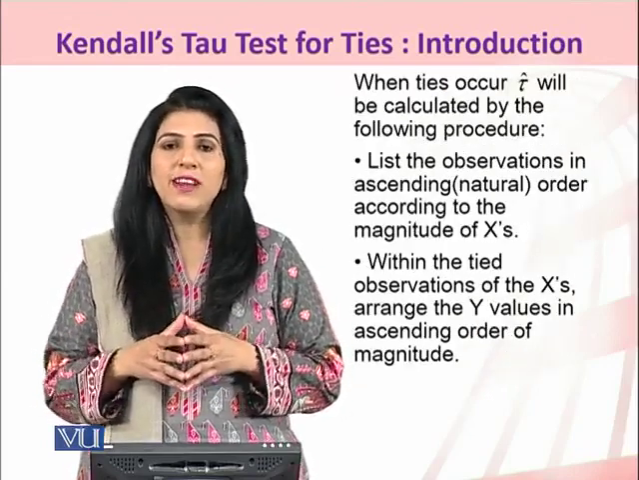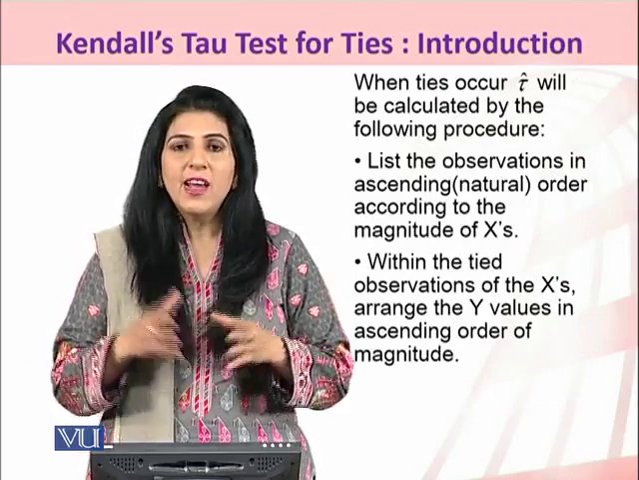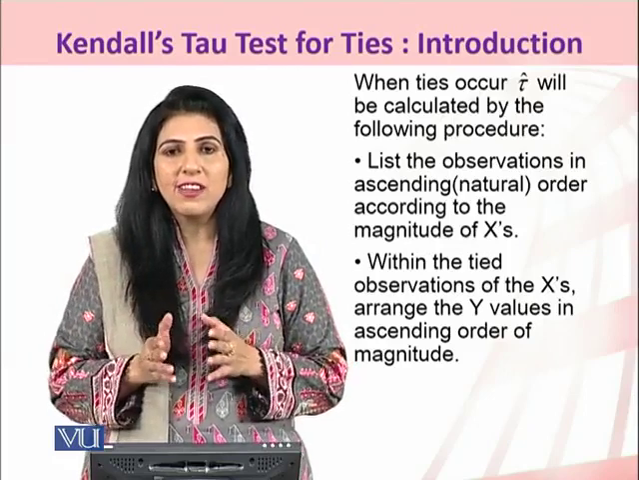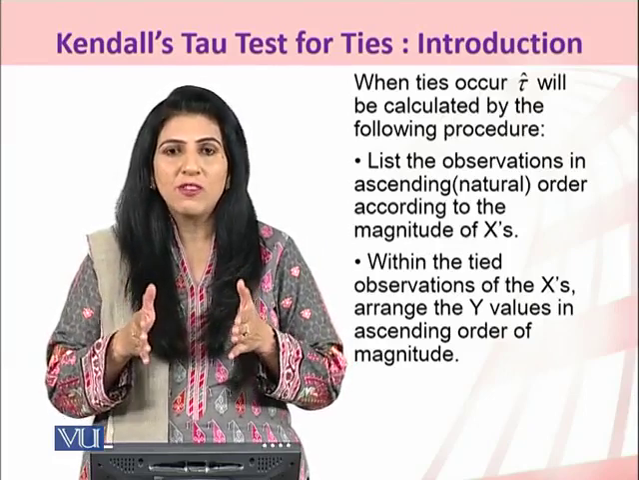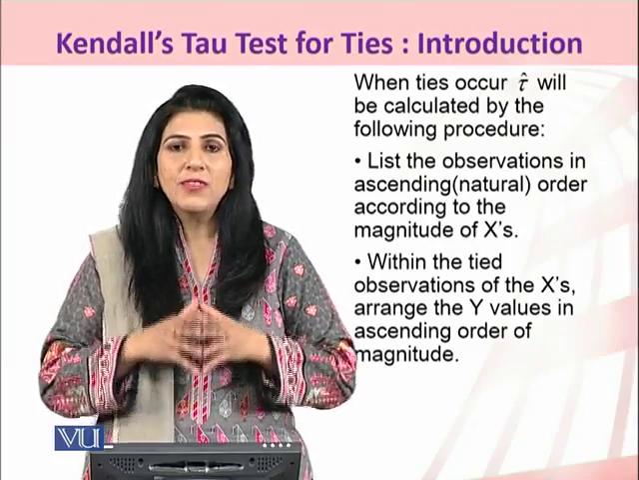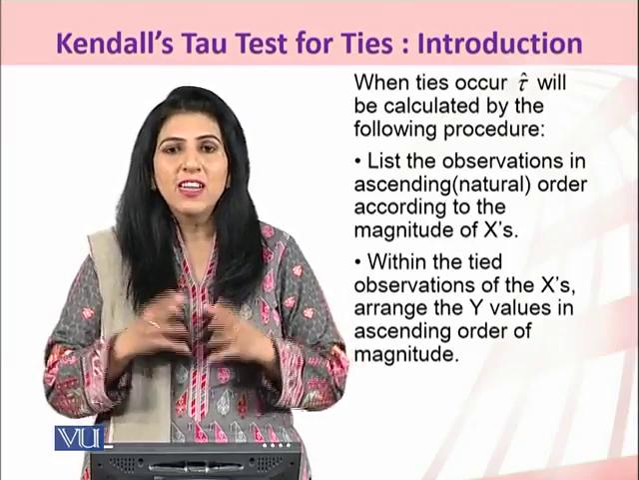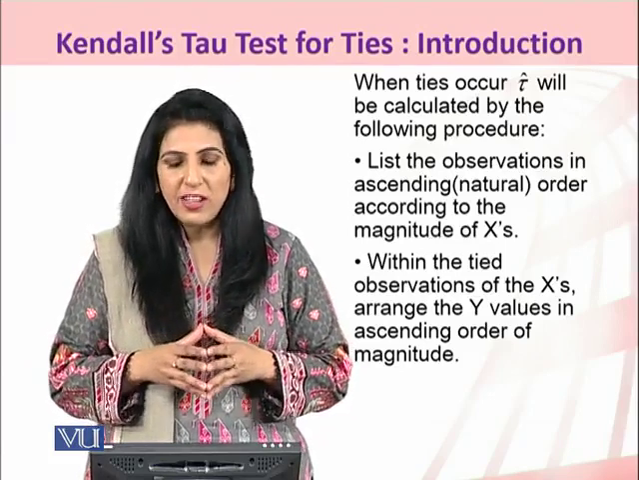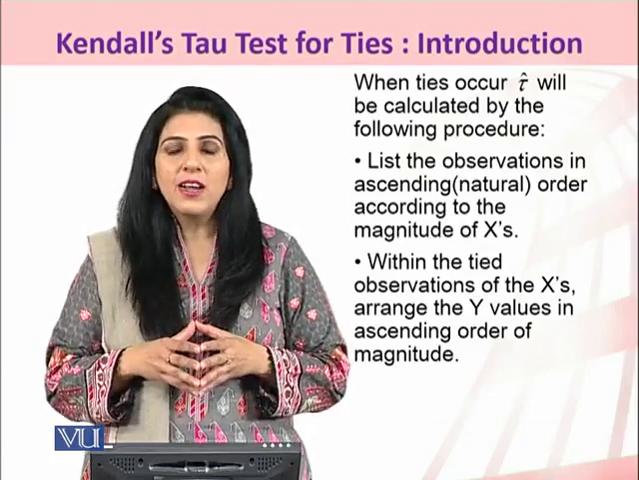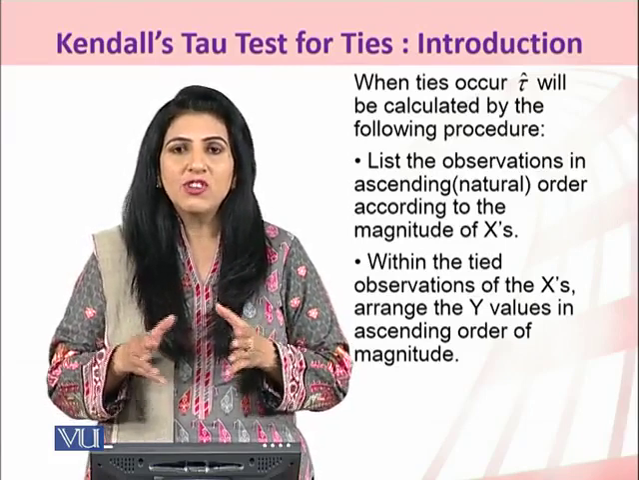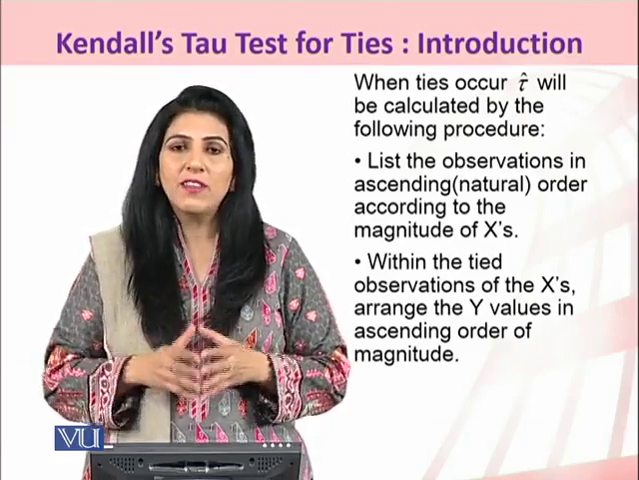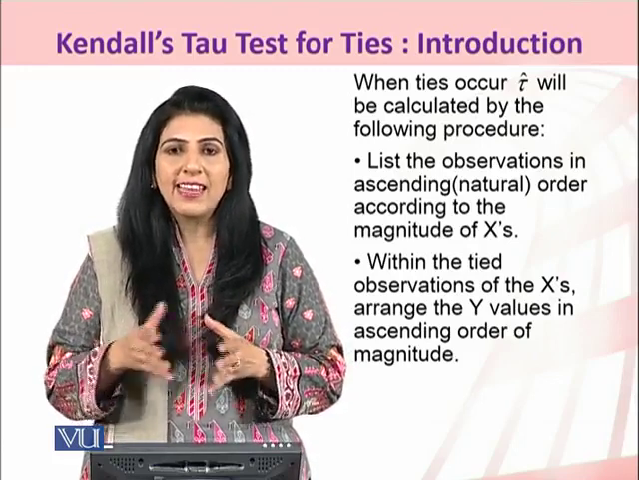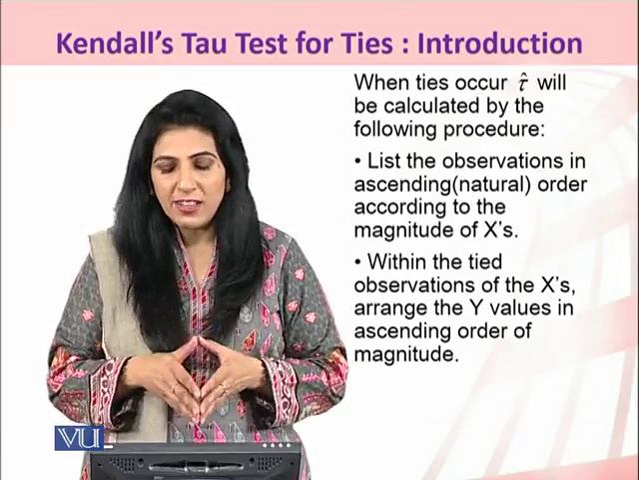And usually students, you know that in case of ties, we assign the ranks from smallest to the largest, but if we have tied observations, then we assign the average rank to both of the observations that are being tied to each other. Now, as far as the data showing ties whether in x or in y or in both of the measurements, we can calculate tau hat by following this procedure.